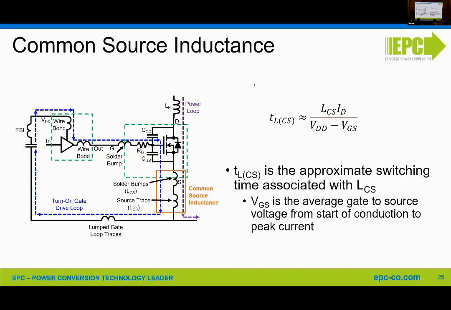The switching time associated with common source inductance is approximated by the common source inductance times the current requirement, over VDD minus VGS. Note that the VGS is the VGS inside the device, and that VGS is determined by current on the data sheet from the transfer characteristics curve.